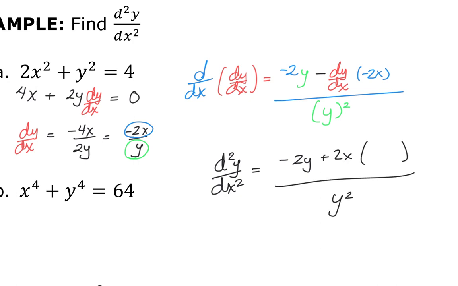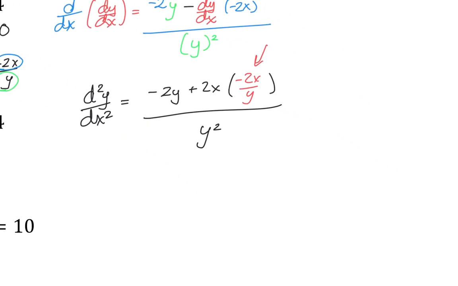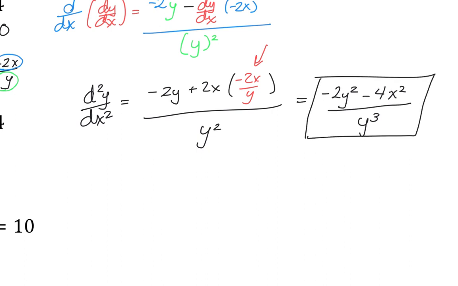So we have to go back to what dy/dx was. dy/dx was negative 2x over y, and that's what has to go there. This is my replacement for dy/dx. It is my first derivative. So then this is going to be equal to, I'm going to multiply everything by y because I can't have a nested or complex fraction. So I'm going to have negative 2y squared minus 4x squared all over y cubed. And that is my final answer.